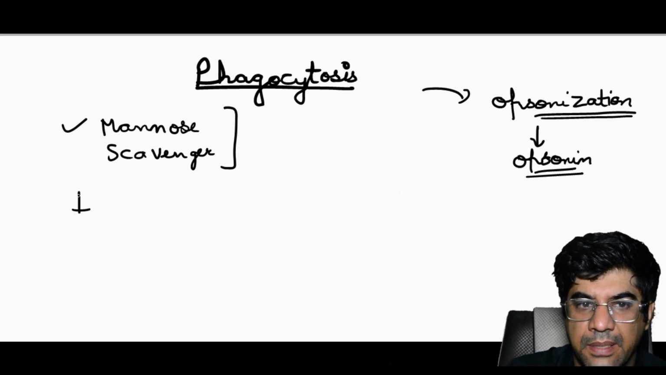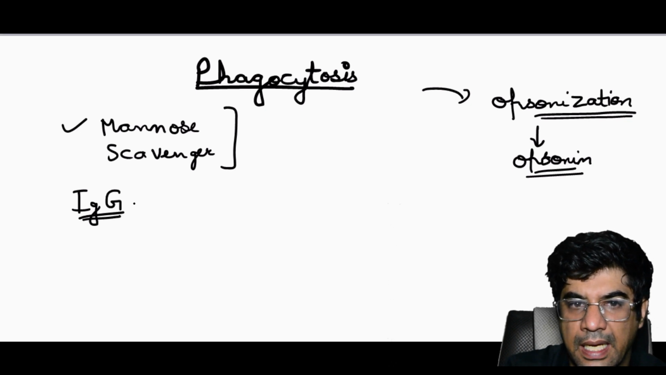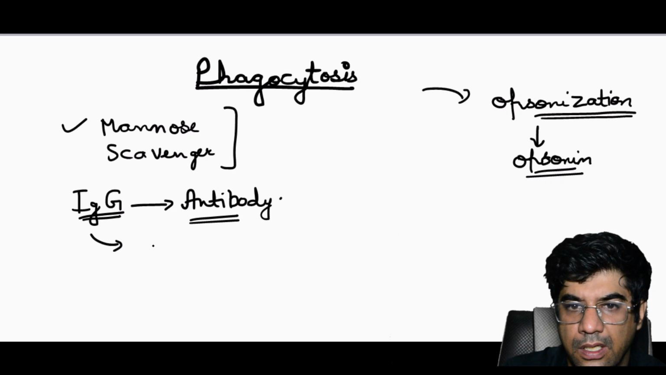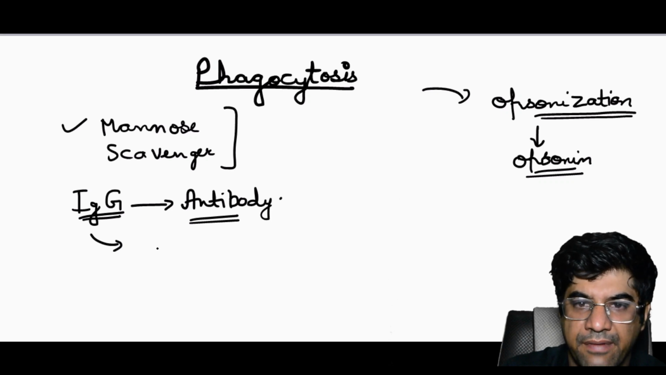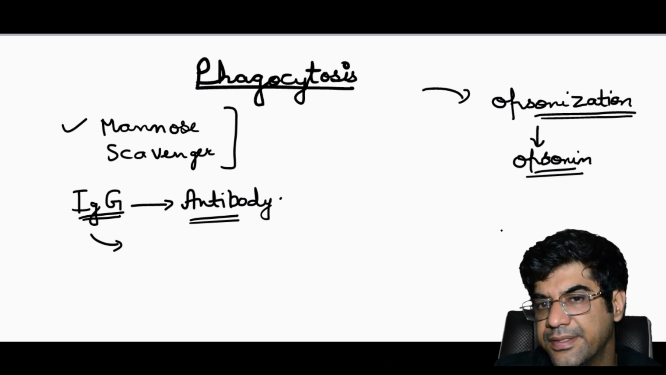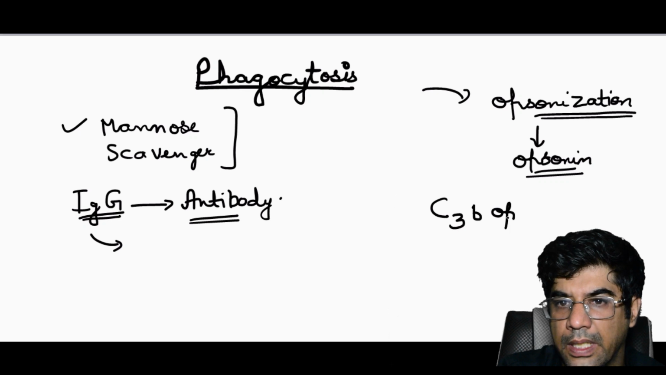The first, remember, is IgG. It is a type of antibody that is found in the blood. It coats the bacteria and makes them easy for phagocytes to recognize. Phagocytes have receptors especially for IgG. Another is the C3b opsonin.